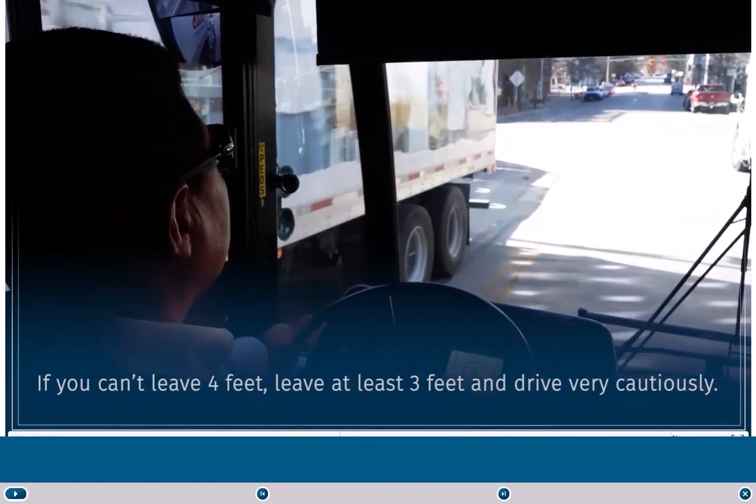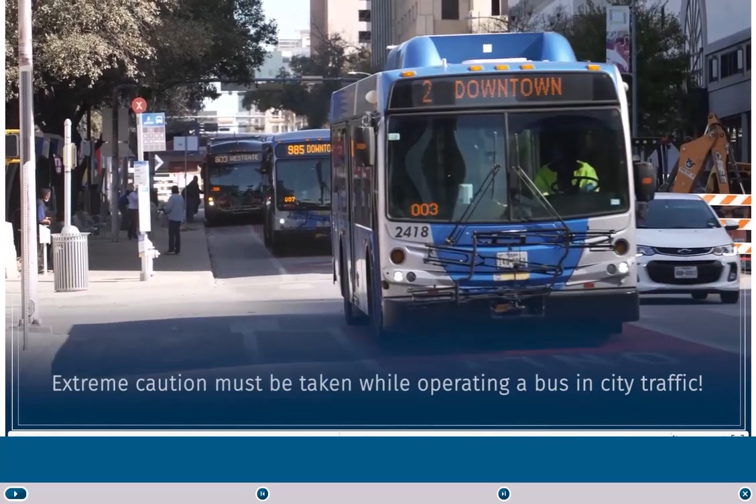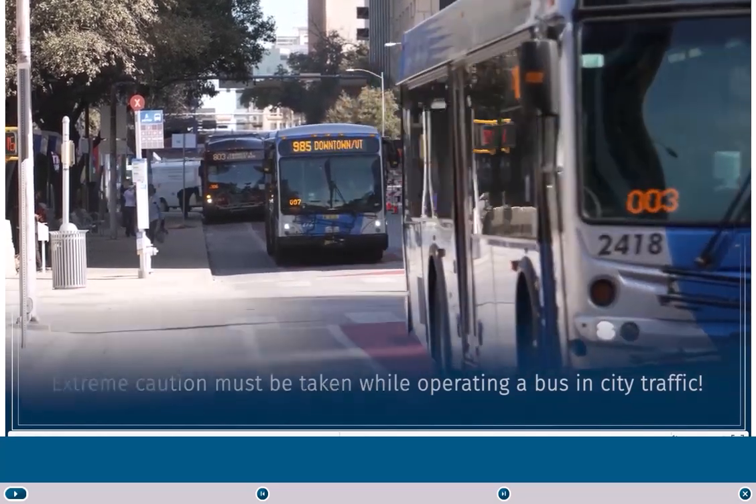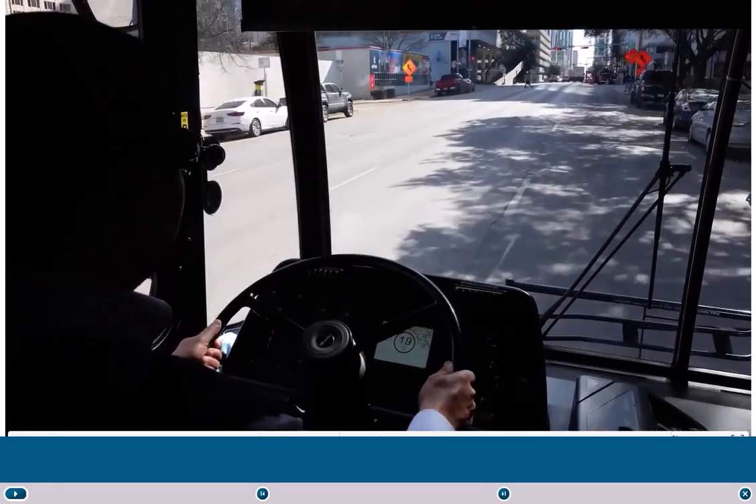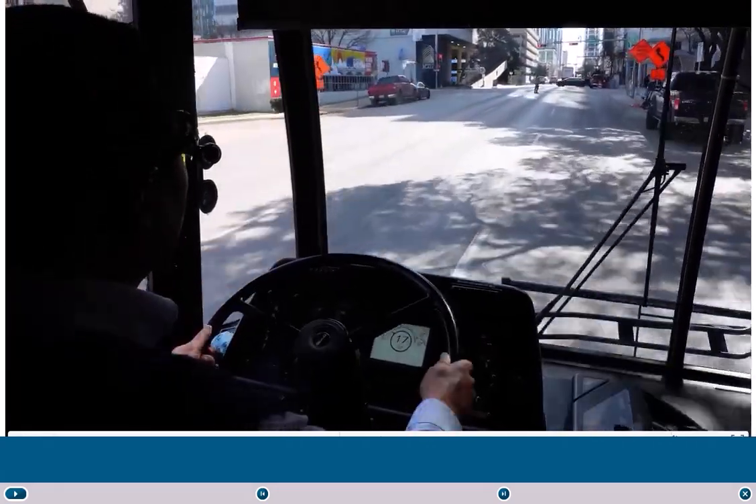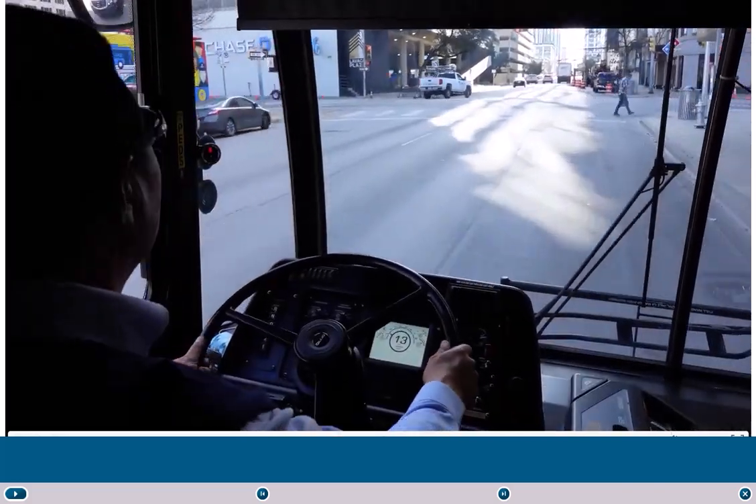drive very cautiously. This means extreme caution must be taken while operating a bus in city traffic. The 4-foot reference point also leaves enough room for you to react if a car door suddenly opens in your path or if a pedestrian steps into the street from between parked cars.